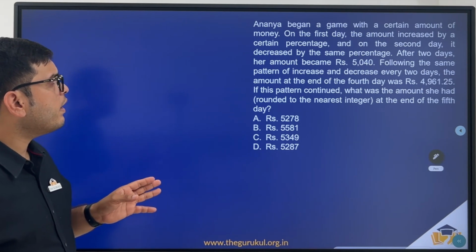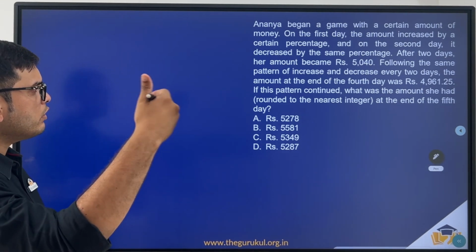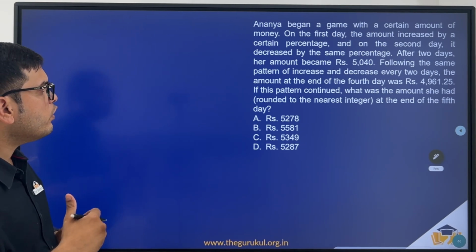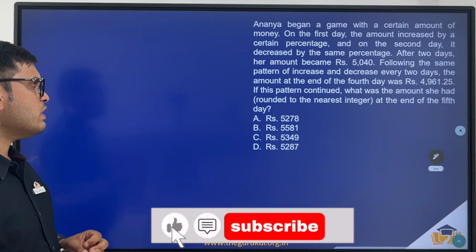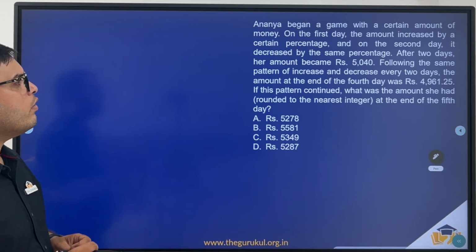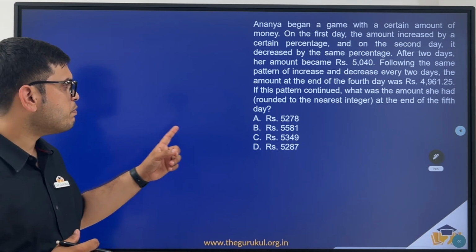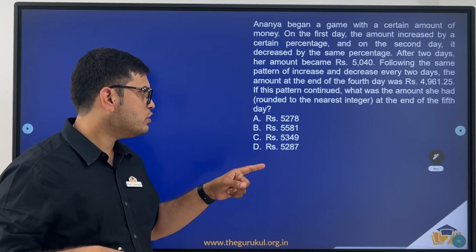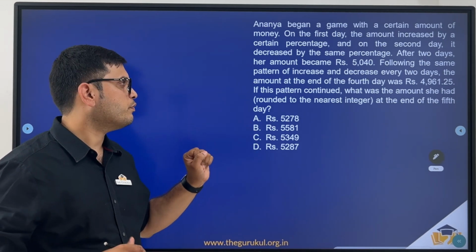Now, Ananya began a game with a certain amount of money. On the first day, the amount increased by a certain percentage, and on the second day, it decreased by the same percentage. After 2 days, her amount became rupees 5,040. Following the same pattern of increase and decrease, every 2 days, the amount at the end of the fourth day was rupees 4961.25. If this pattern continued, what was the amount she had, rounded to the nearest integer, at the end of the fifth day? So you can use the calculator to answer this question, right?